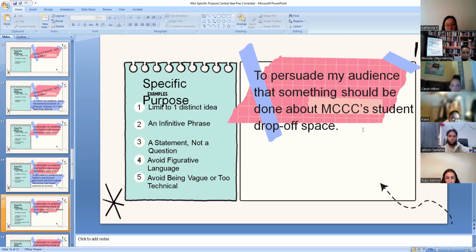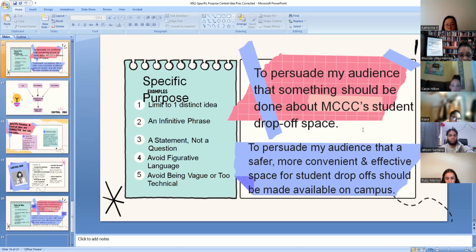Anyone? Why do you think that's not good? Too vague. Yeah, you need to tell us what should be done, right? To persuade my audience that a safer, more convenient, and effective space for student drop-offs should be made available on campus.